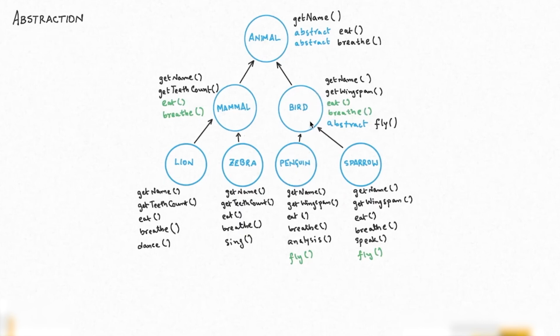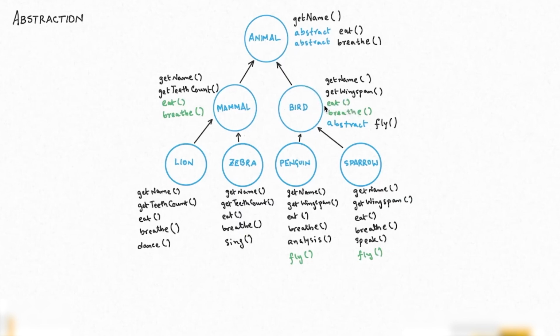Now, it also inherits the abstract fly method because the implementation of the fly method is not there in the bird class, and penguin inherits from the bird class, so it must define its own implementation of fly. One more very important concept is that just because bird inherited from animal and animal has 2 abstract methods, it does not mean that bird has to implement both of those abstract methods.